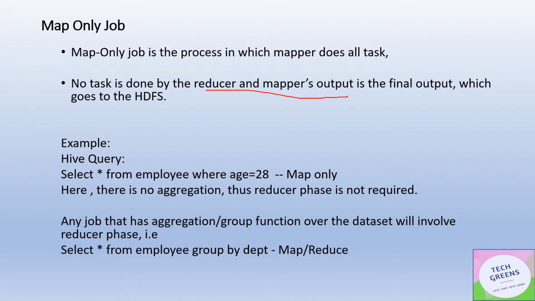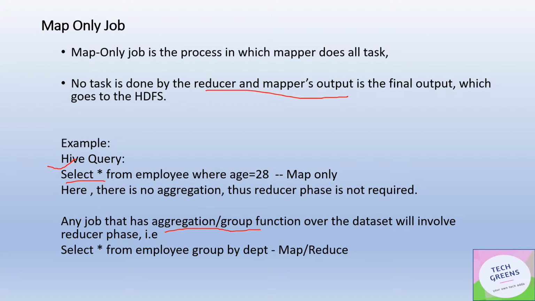Let's try to understand it with an example. If you see this particular Hive query, it says select a star from employee where age is 28. So this is a map only job. When you fire this query on Hive, it will be a map only job. And the reason is there is no aggregation. And as there is no aggregation, we do not require a reducer phase. So the rule of thumb says if any job that has aggregation or group function over the data set, that will mandatorily have a reducer phase.